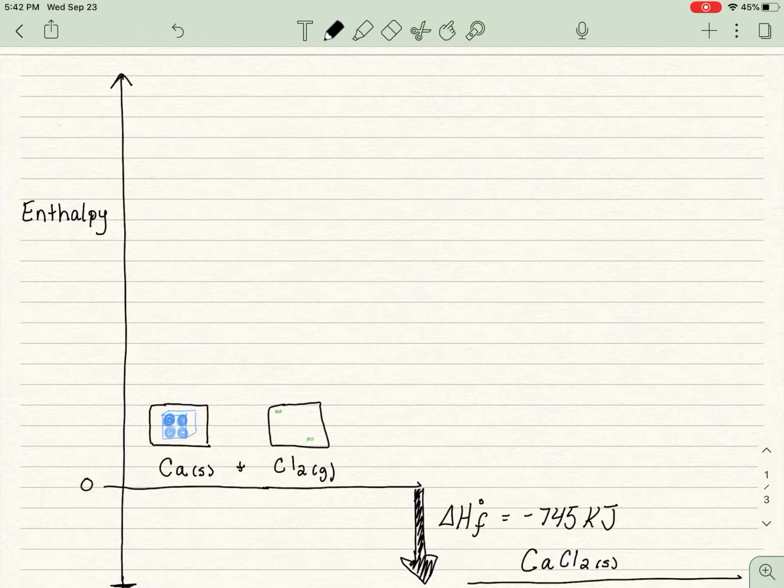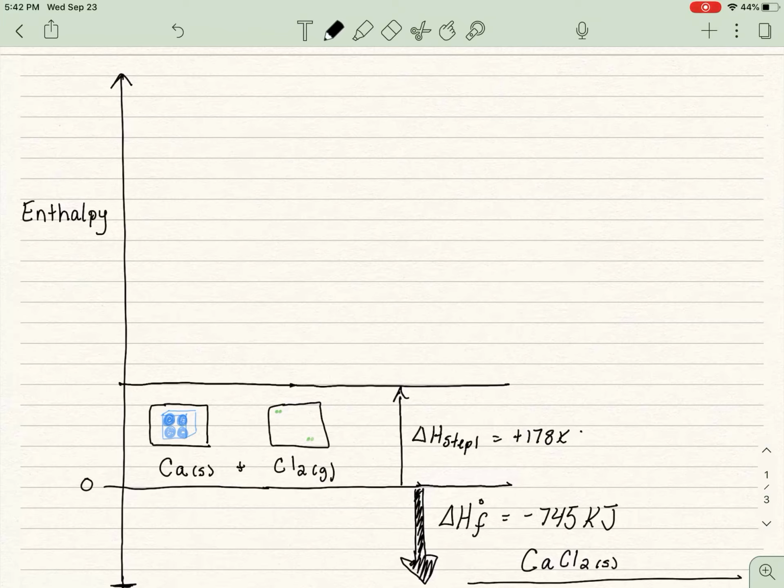What's going to happen is I have to go up this pathway and I have to do step 1. And step 1 was the sublimation step. So you might want to write down more than I am, but I'm just going to say this is step 1. It was the energy that had to get put in, and it was plus 178 kilojoules to have your calcium turn into gaseous calcium, and your chlorine gas is already gaseous, so that just stays the same.